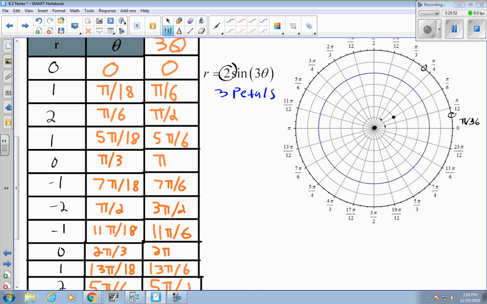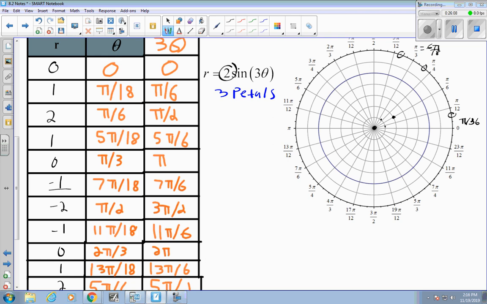Now this is where it gets confusing. So 7 pi over 18. So pi over 3 is really 6 pi over 18, correct? So 7 pi over 18 is 2 tick marks past that. But I need to go against the angle, because it's -1. Oh, it's -1. So I need to go against the angle.